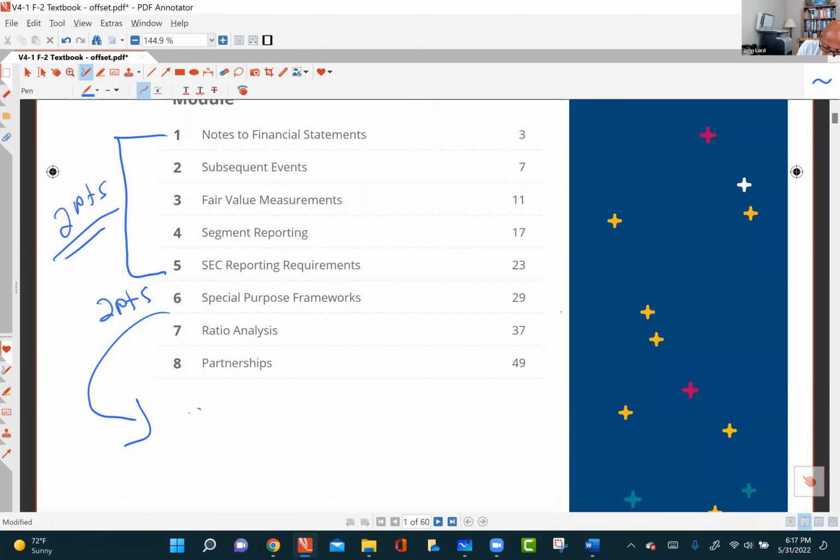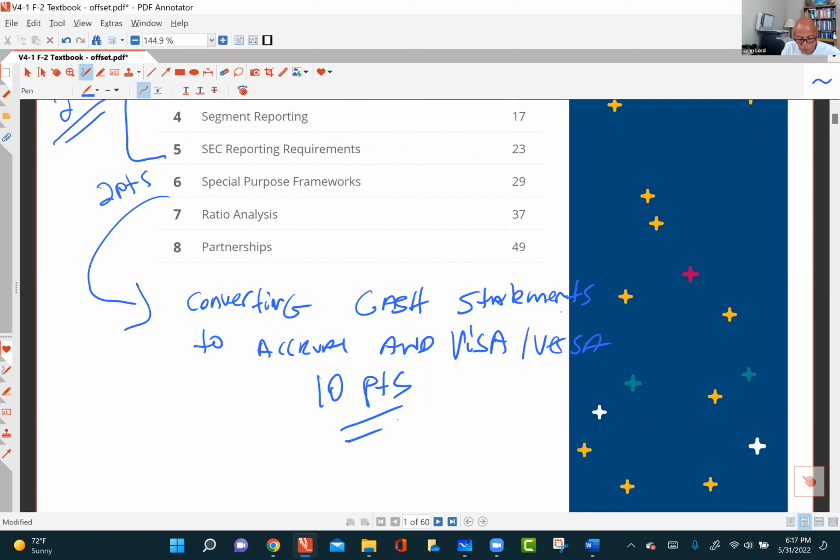Vice versa means the other way around, and vice versa, churning accrual statements into cash, and that's 10 points. Okay, you will get a chunk of questions there, so they don't even call it out on the outline. Meanwhile, it's probably a 10-point area. Ratio analysis is about 5 points.